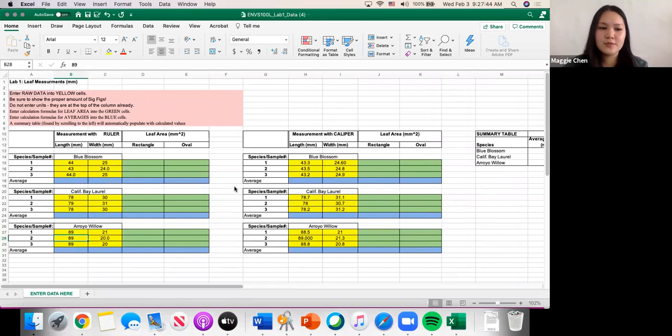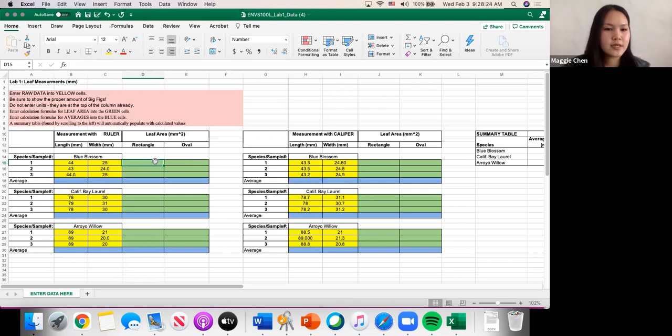So we are given our leaf measurements in millimeters, and on the left section, we measured with our ruler from the 3 different leaves, our blue blossom, California Bay laurel, and arroyo willow. And on our right, we measured with the calipers, again, the 3 same leaf species, and measured 3 times for the length and width of each. So from here, we're just going to do some calculations to get used to Excel, but also so that we can compare precision and accuracy and answer some questions about those.